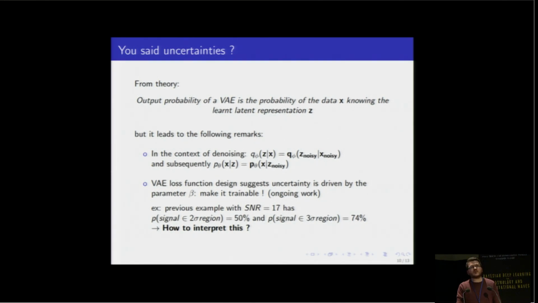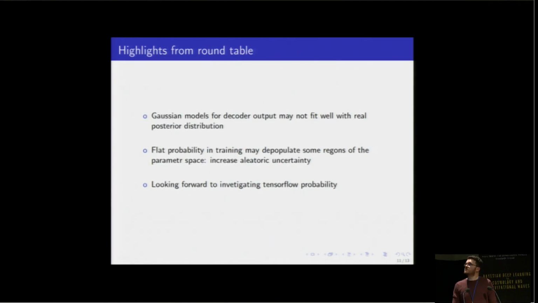The beta parameters that I've been presenting are for the moment fixed, and we're not training for it, and this is a margin of improvement. And I did this slide this morning because I found this roundtable was very, very useful in terms of interpreting what is the probability given by a VAE.